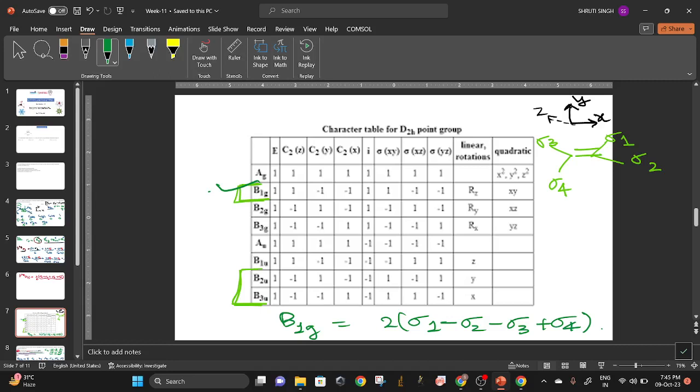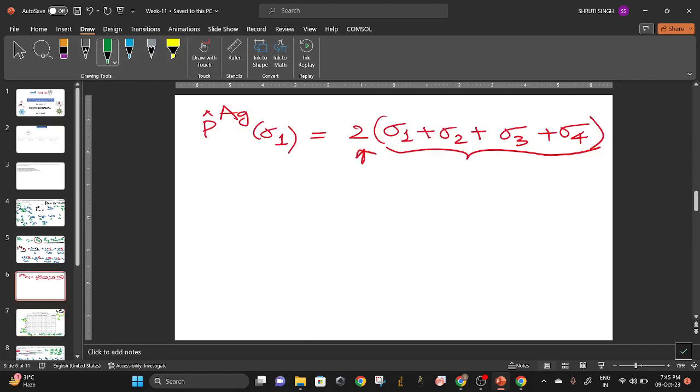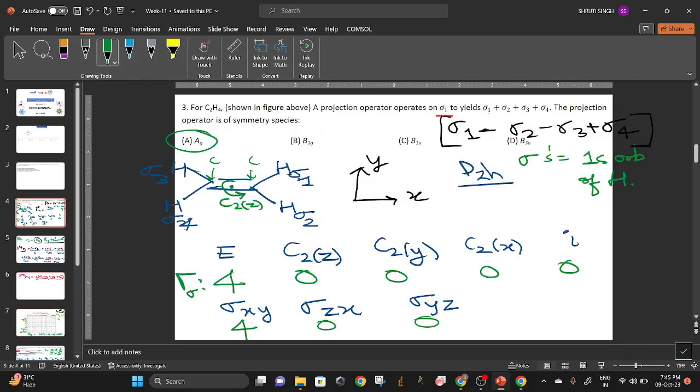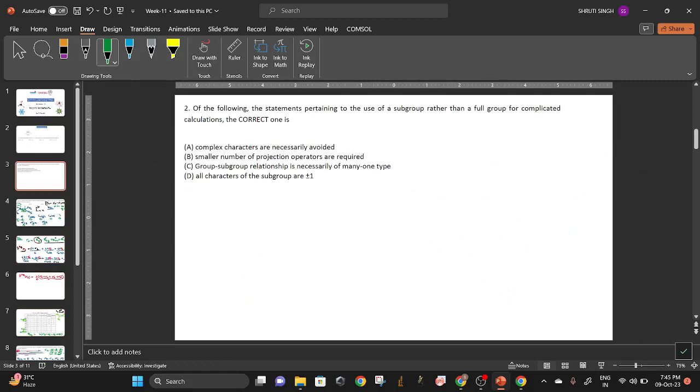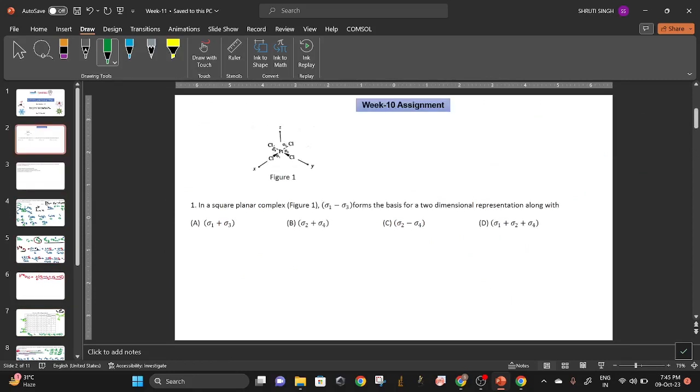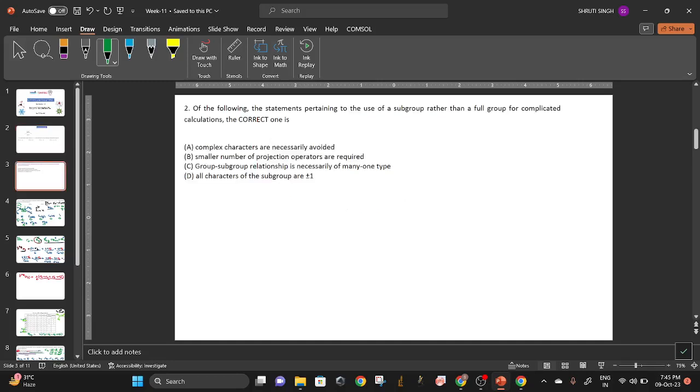For B2U also you will get something, and B3U also you will get some combination. So this is it. So this is the third question. Okay, so now the second question.